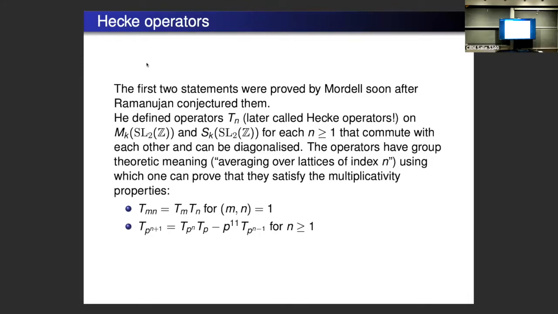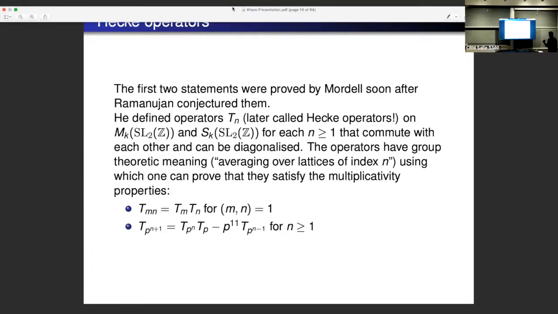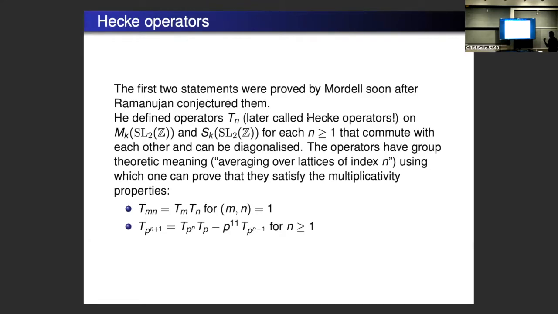Okay, and the first two statements were actually proven soon after he conjectured them, by Mordell. For doing that, he defined operators Tn, which came from the fact that you can think of modular forms as functions on lattices, and then you can use some averaging operator. So the way Mordell proved this was by realizing these tau n's as eigenvalues for certain operators, which were later called Hecke operators, because Hecke studied them more systematically. But they were introduced in this particular context of weight 12, level 1 modular forms by Mordell.